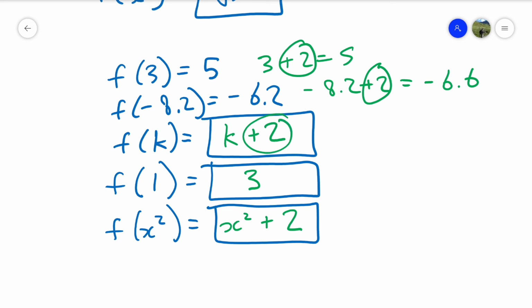So it's k plus 2, 1 plus 2, x squared plus 2.